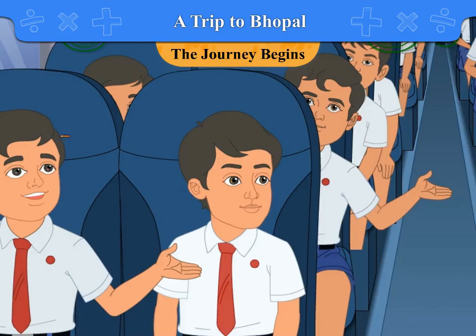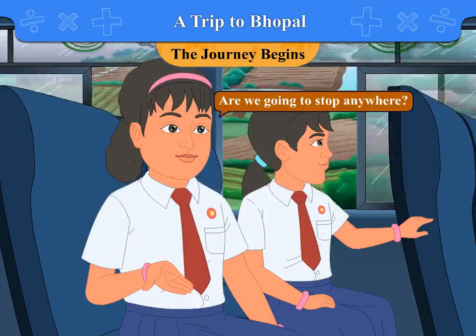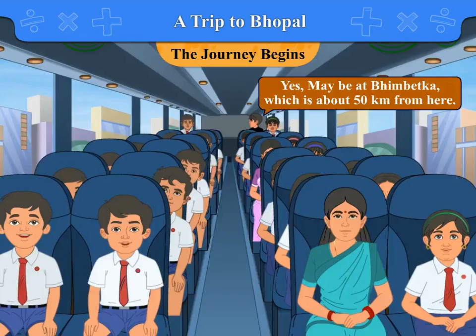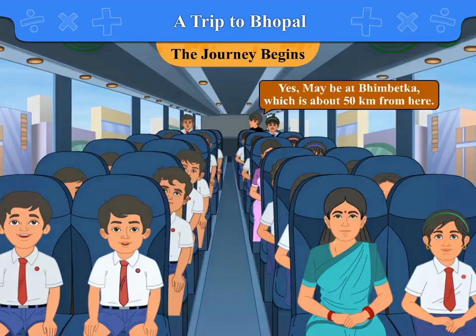Manjeet asked, "Is it very far?" Bhimsen replied, "It is about 70 kilometers." Ruby asked, "Are we going to stop anywhere?" Mr. Rakesh said, "Yes, maybe at Bhimbetka, which is about 50 kilometers from here."